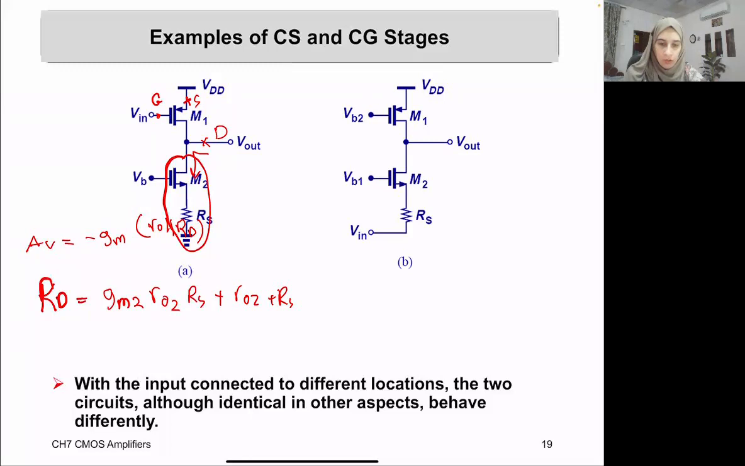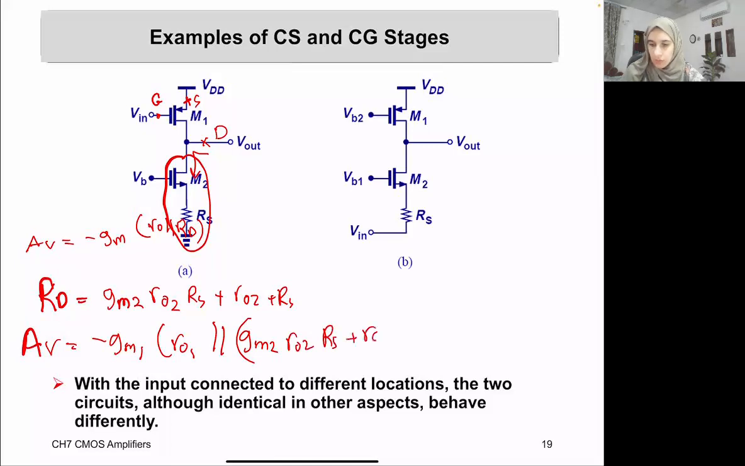Okay, so now therefore my gain will be minus GM1 times R out 1 in parallel with GM2 R out 2 RS plus R out 2 plus RS. Okay, let's just divide our screen into two halves. So this is our gain. Now we will look at the other example.